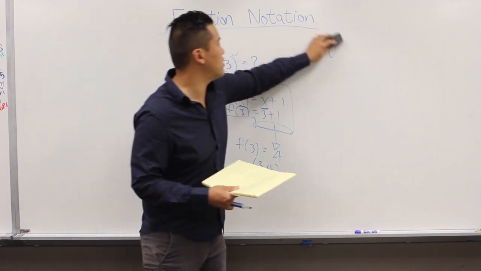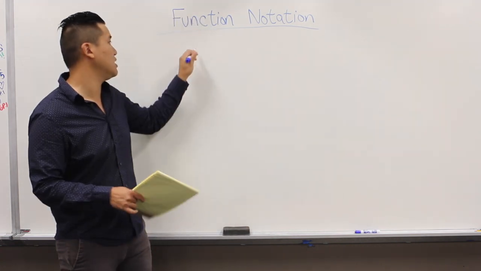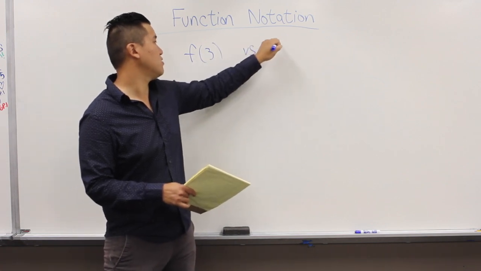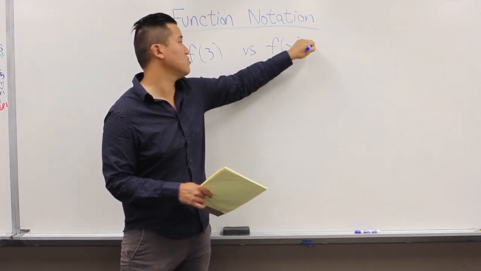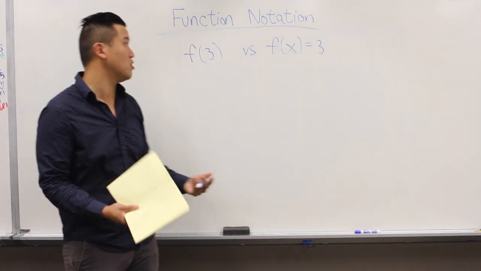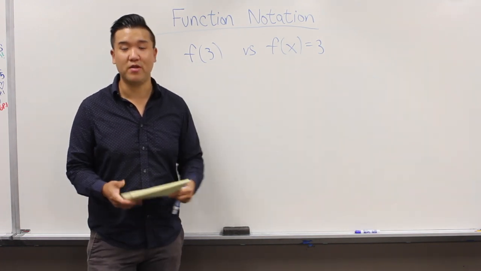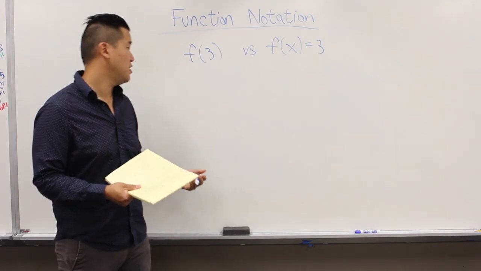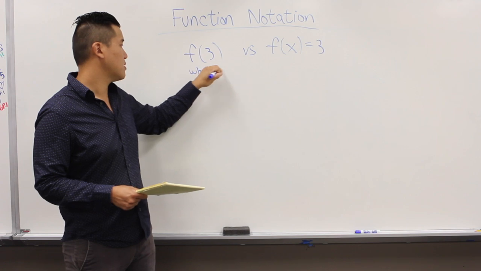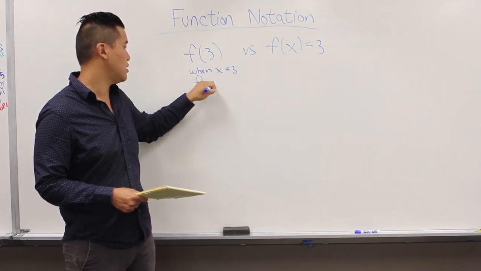So the part I really wanted to focus on, where kids struggle, is the difference between f of 3 versus f of x equals 3. What's the difference here? A lot of kids struggle with this because they just see that number and automatically think, I'm just going to input that in for x. That's not true. So take a look. What does this guy mean? This means when x is 3, find y.